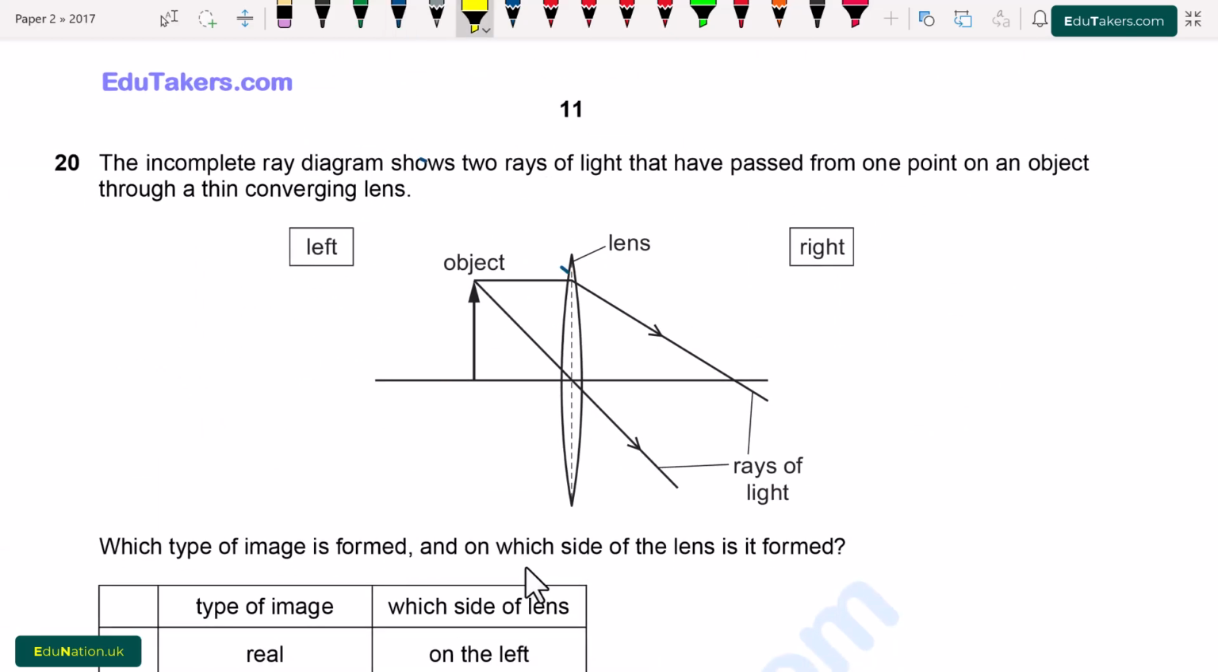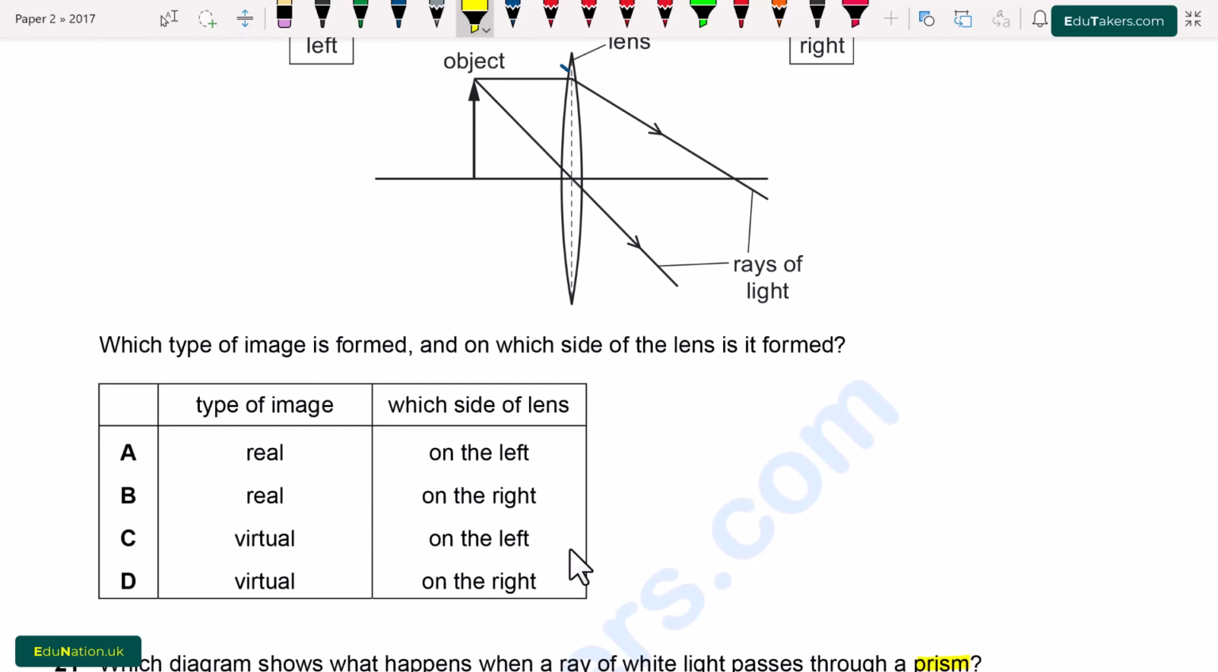Question number 20. The incomplete ray diagram shows two rays of light that have passed from one point on the object through a thin converging lens. So there is a thin converging lens and two rays of light are passing through this lens. Which type of image is formed and on which side of the lens is it formed? Type of image, which side of lens? Option A, real on the left, B, real on the right, C, virtual on the left, D, virtual on the right.